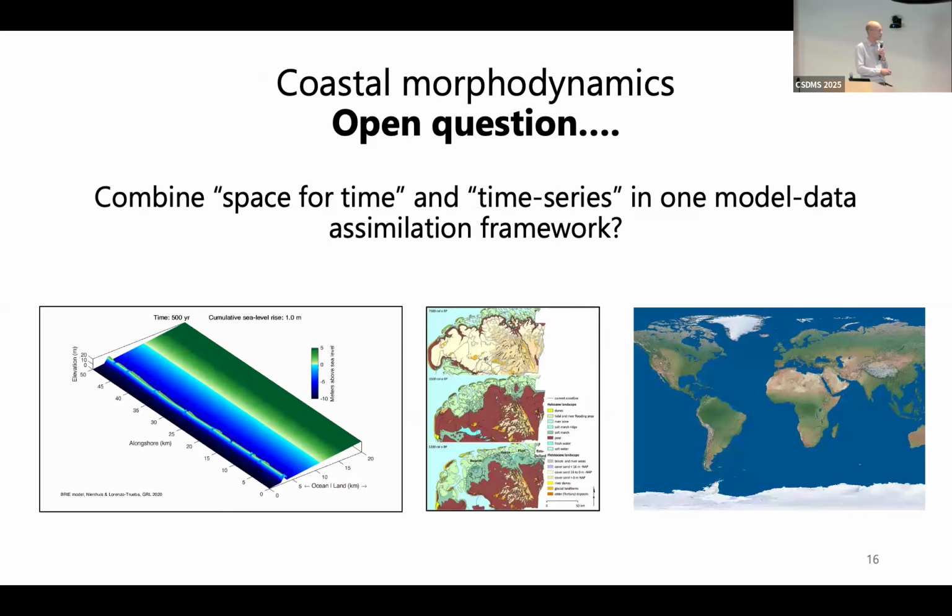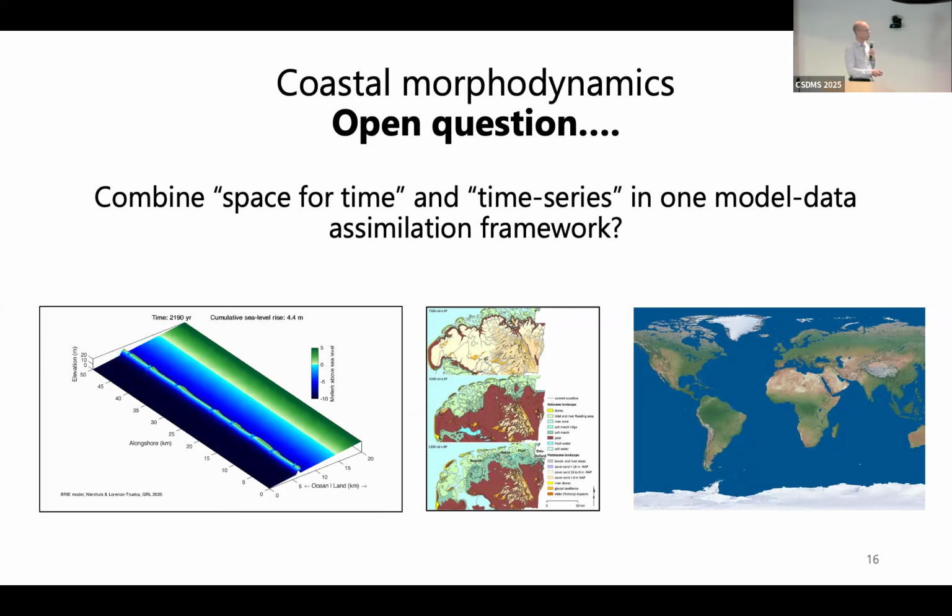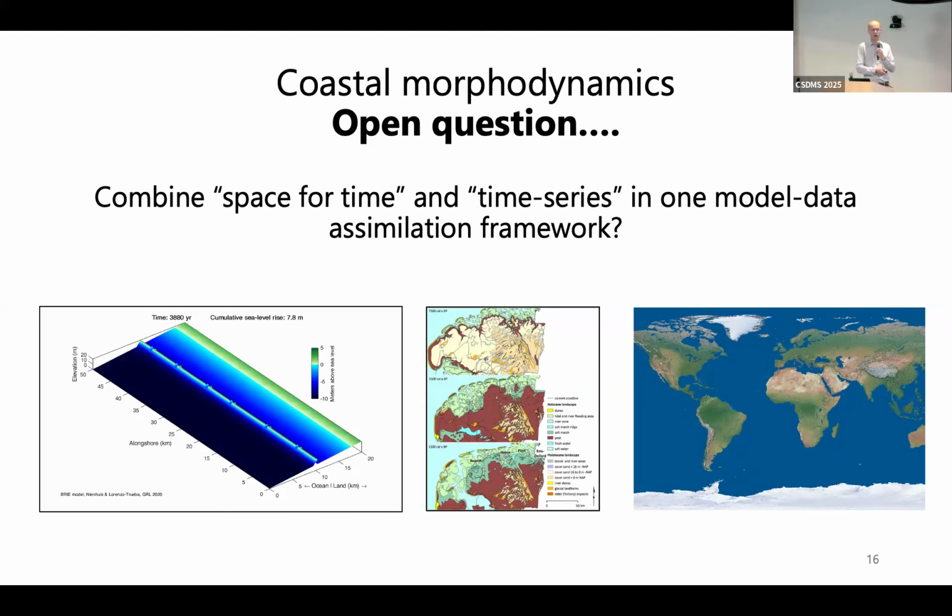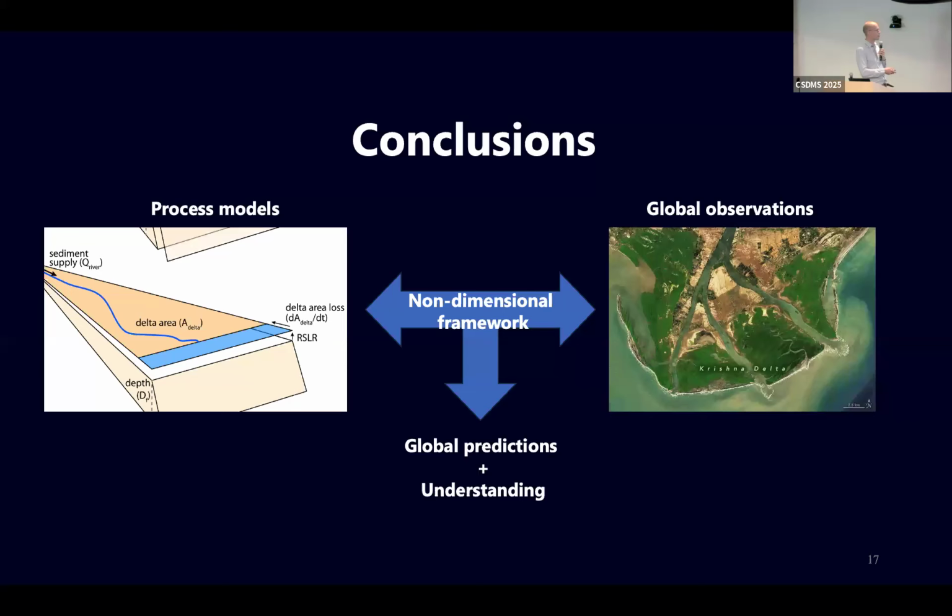We try to do this for river deltas, but we're also trying to do this for barrier islands, combining simplified models like this one with time series of paleogeography, in this case of the Dutch Wadden Islands, where we have some transgression rate over time. But perhaps we can also compare that to the Chandeleur Islands, for example, or the Outer Banks, and do that in one big non-dimensional framework. That would make me very happy.